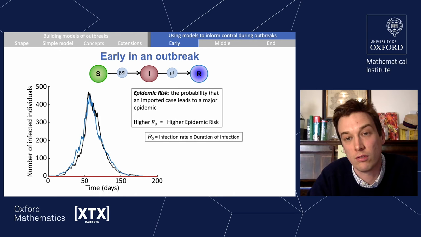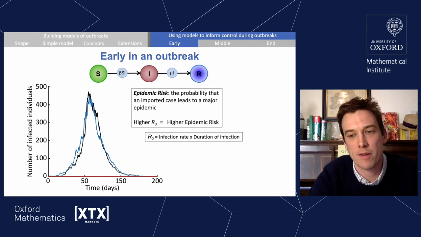So in other words, to go out there and find imported cases and find all of their contacts and make sure that those individuals were isolated quickly. And by isolating those individuals quickly, you're reducing the duration of infection for those individuals. You're therefore reducing R0, and in turn you're reducing the chance of a large epidemic in the UK. So that was the initial policy.